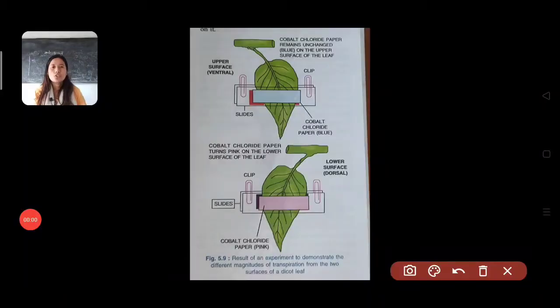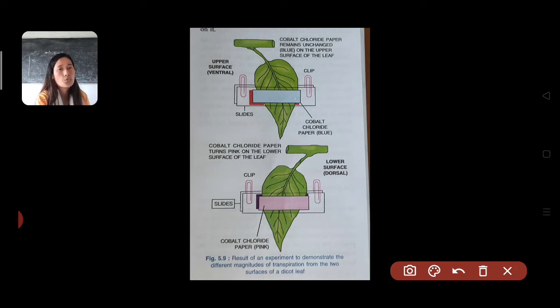Like I told you, this experiment is to demonstrate the different magnitude of transpiration from the two surfaces of a dicot leaf, the upper surface and the lower surface. The upper surface is also known as the ventral side and the lower one is known as the dorsal side. Like I told you, your dorsal side has more stomata as compared to the upper side. So which side do you think will have more water loss, the lower or the upper? Lower one.